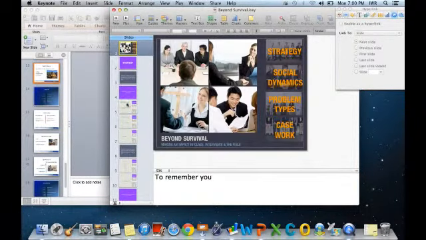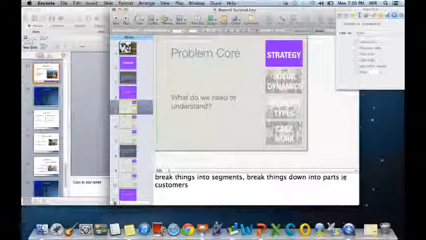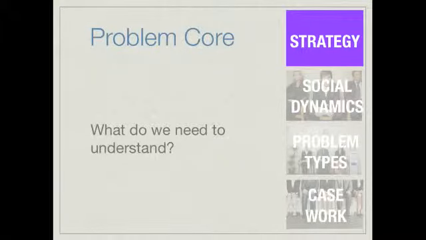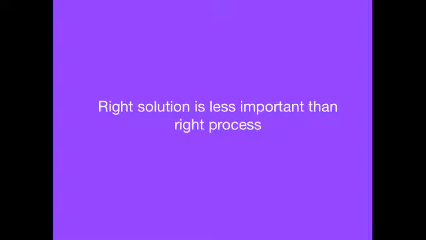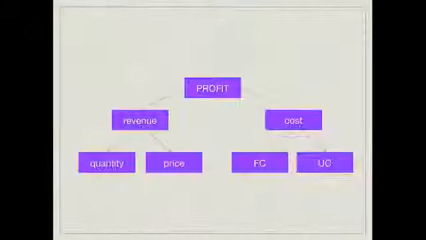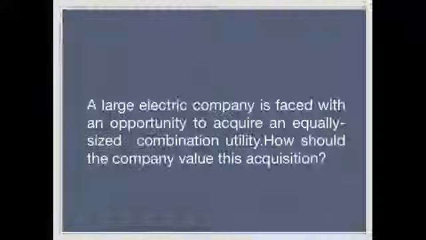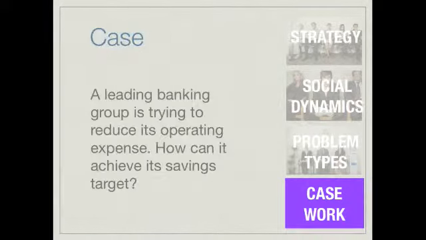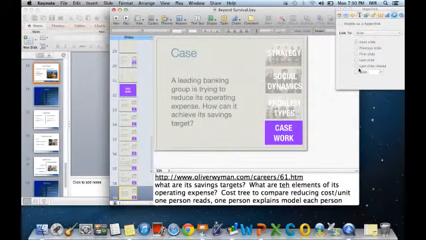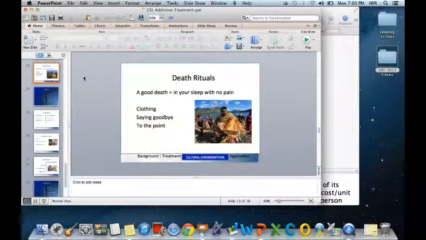If you might have noticed in Keynote on one of my presentations, on the right-hand side, you see strategy, strategy, strategy. And then it moves to social dynamics, problem types. And you can see it all along the side that as I go through casework, it's different slides, but that stays the same. Now, the way we do this first in PowerPoint, and I'm using a Mac.